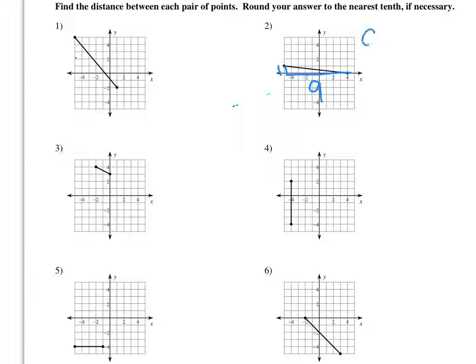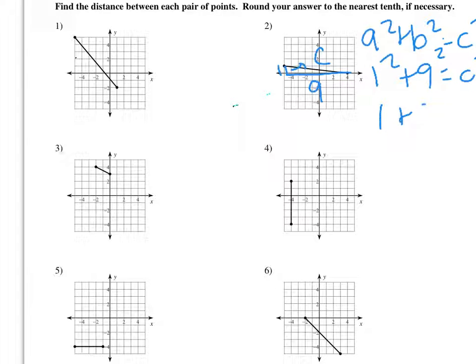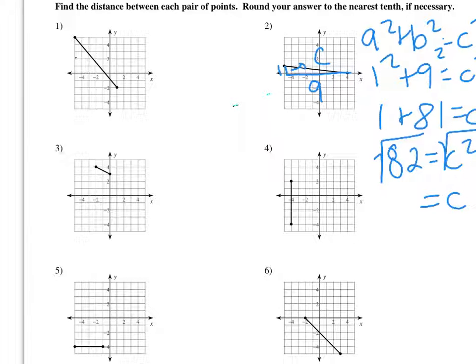So I have my A squared plus B squared equals C squared. I'm going to have my 1 squared plus 9 squared equals C squared. And again, I know that because this is my C side, always my hypotenuse. So I have 1 plus 81 equals C squared. So 82 equals C squared. So the square root of both of those, C, is equal to roughly 9 1/10.